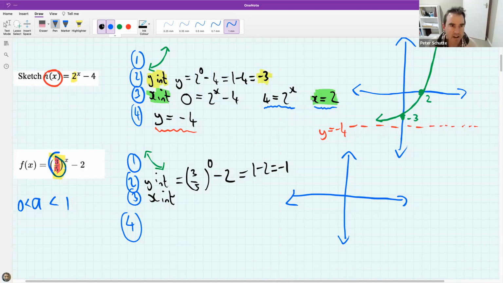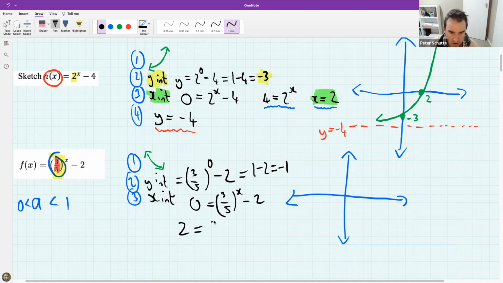Okay, let's try and find the x-intercept if there is one. So we make y equal to 0, and then we have 3/5 to the power of x minus 2. Honestly, you wouldn't be expected to work this out, but what you need to know is there is an x-intercept. If I try to solve this equation, I get to this point. And to be honest, in grade 11, you're not expected to know how to solve that equation.